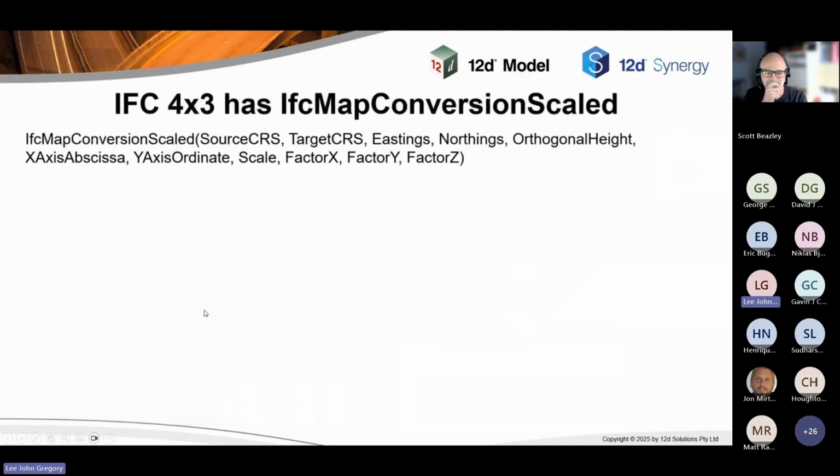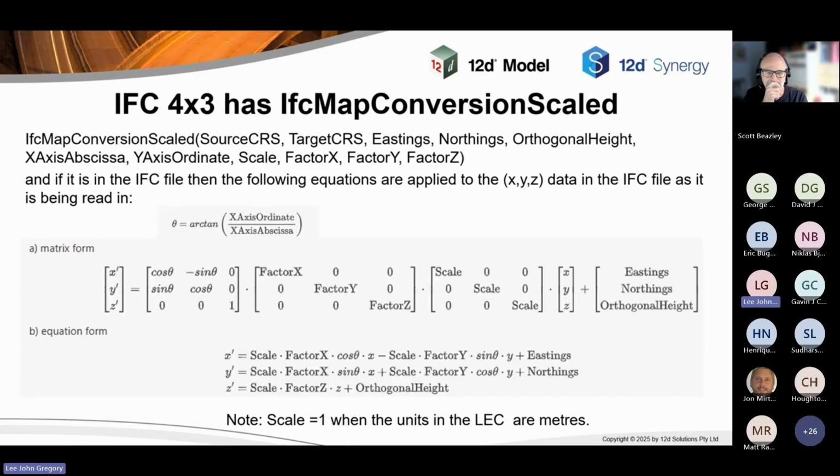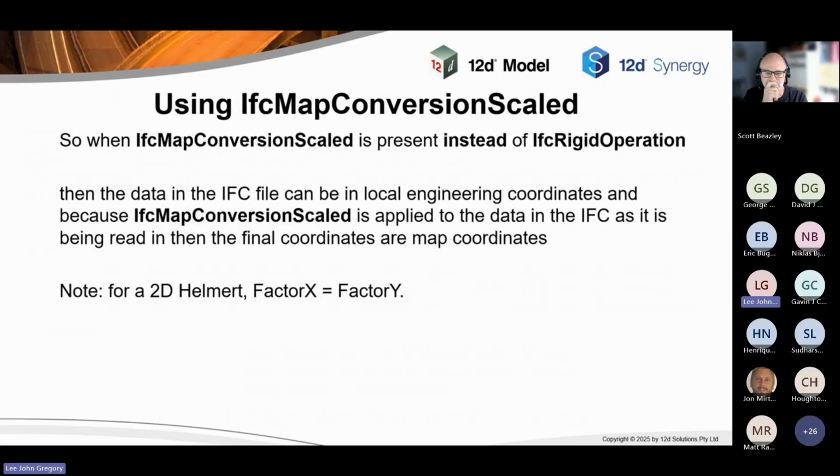Right, so in IFC 4x3, they've added in this IFC map conversion scale with all these parameters. And basically what it means is you can use those to give you a counterclockwise angle theta. And in matrix form, those are the equations that it applies to your data as it's read in. And basically part of that is the Helmert transformation. There is a scale in there, but basically that's going between units. So again, we're going to work totally in meters. That would actually be 1. So there's now something in there.